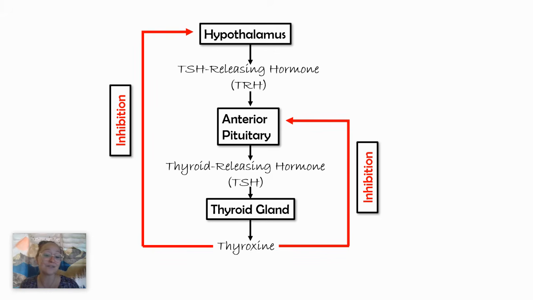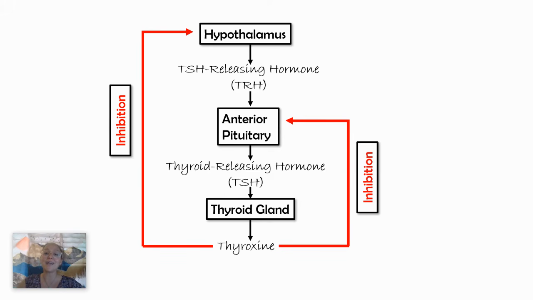So if thyroxine levels are super low, well, then you'd have more TRH and more TSH. If thyroxine levels are really high, then you'd have less TRH and less TSH to slow down the production of thyroxine. And that is a negative feedback loop.